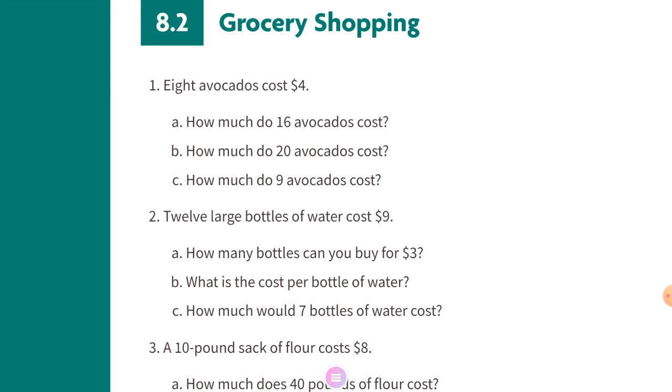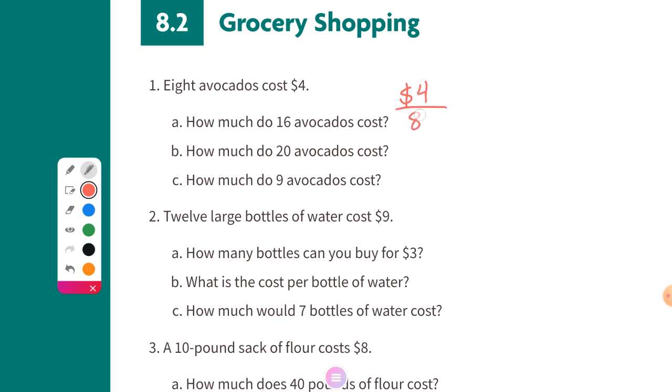8 avocados cost $4. First, if a price is involved, where do we put it in our rate? On top, on top. So we're going to set this up as a rate that it gives us. So it tells us $4 for 8 avocados. Where are we trying to get to? What does it tell us? 16.